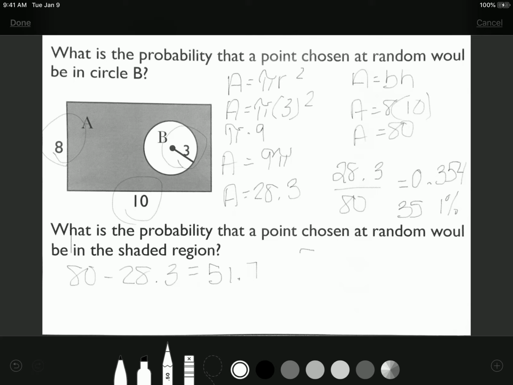So now our probability is 51.7 over 80. So 51.7 divided by 80 is going to give us 0.646, or if we wanted a percentage, you have a 64.6% chance of hitting the shaded area instead of the circle.